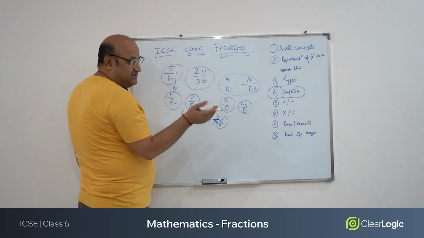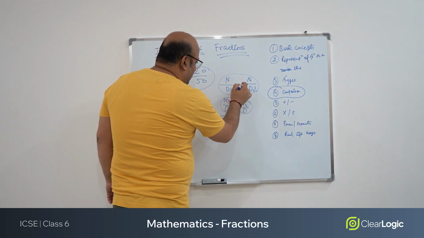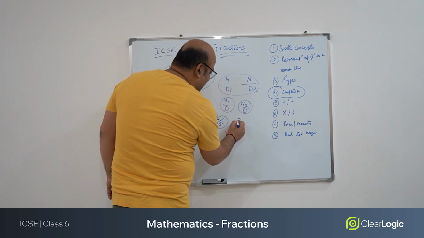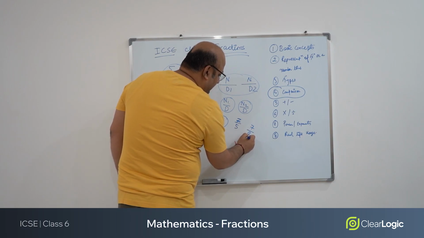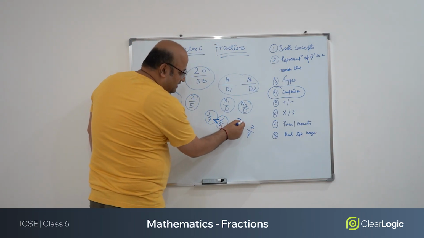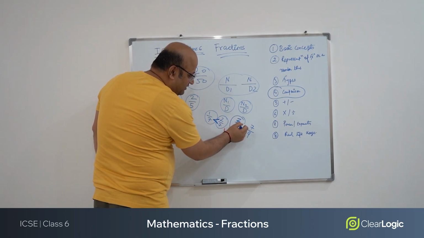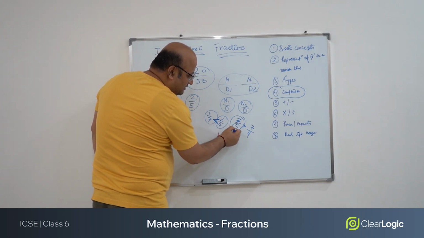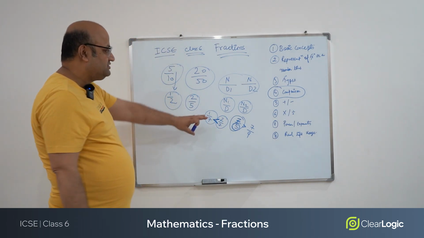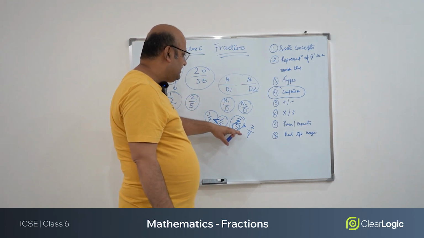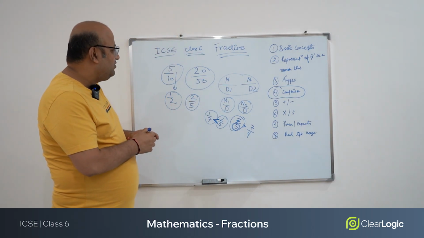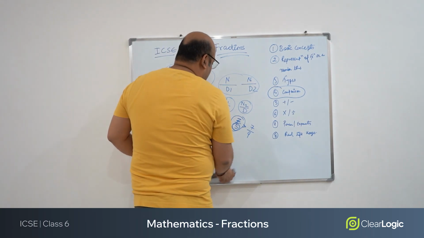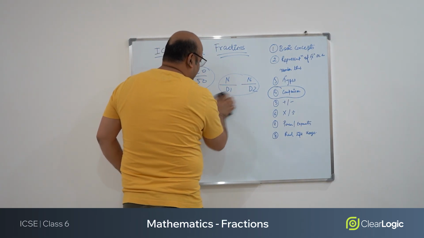But in this particular case, it's just a reverse. If the numerators are the same, for example, 7 by 5 and 7 by 9, in this particular case, this will obviously be greater because this denominator is smaller, right? So the reverse holds when we have different denominators and the same numerators. So this is how you compare two different fractions, right?